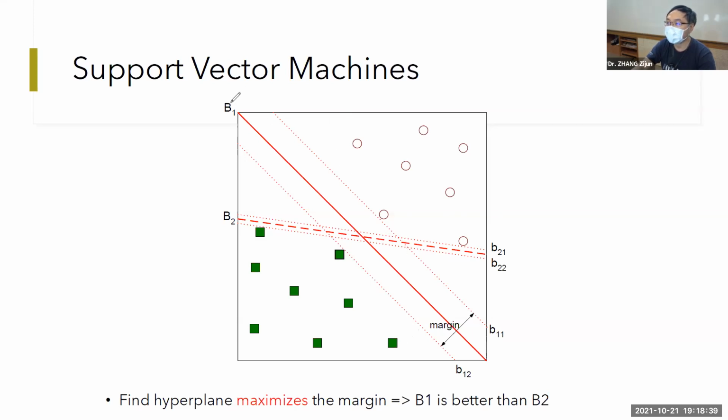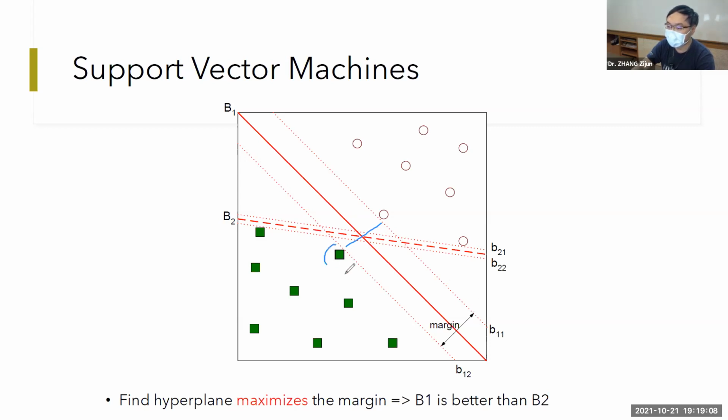So what is the margin? Given a decision boundary, you move it in one direction until it first touches data points, then you move it towards the other direction until it first touches data points. That distance indicates the margin of the decision boundary, and we want to maximize such a margin.